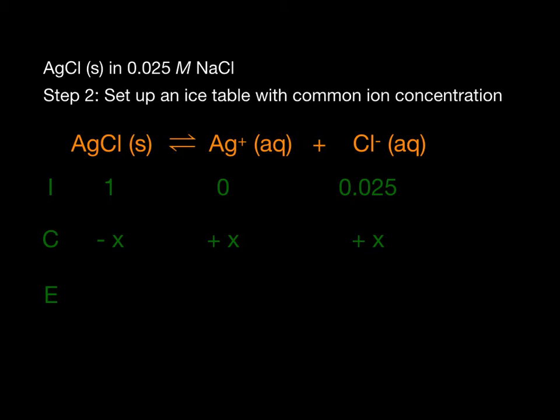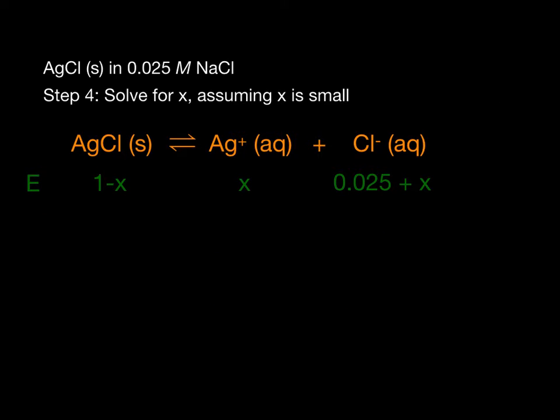Now, to calculate equilibrium concentrations, we just add the two top numbers. So we have 1 minus x in this column. The silver ion, we have x, and the chloride ion, we have 0.025 plus x. All right, so now we know the equilibrium concentrations of each of the ions. And in this step, we want to write out an expression for KSP and solve for x. So let's go ahead and do that.